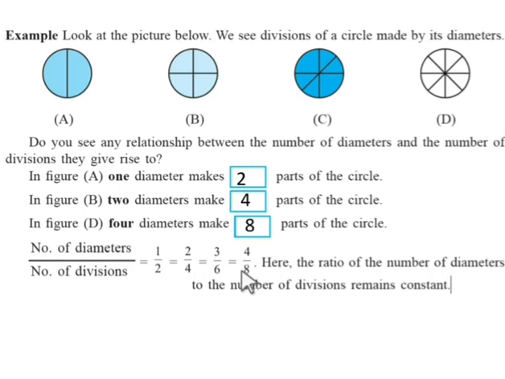In all these quantities, the ratio of the two quantities remains the same. That is, number of diameters and number of divisions. Here the ratio of number of diameters to the number of divisions remains constant.